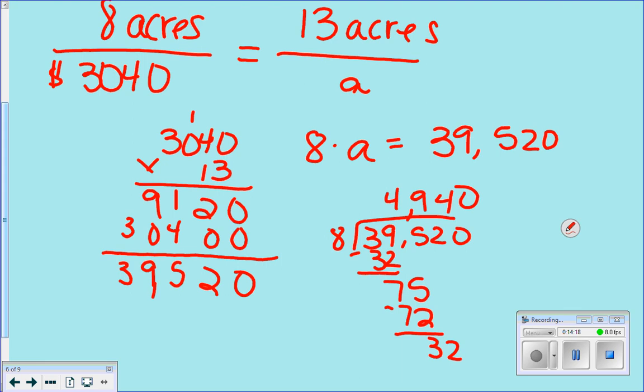So I know 13 acres is $4,940, which makes sense because if I look at it, should it automatically be higher than 8 acres? Well, yeah. And if I would double 8 acres, I would have 16, so that would be $6,000, so it's less than that. So I think that's very close. That's the easy way to check your answer. How are we doing so far? So far, so good? All right, let's try another.